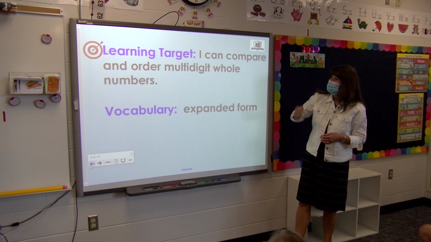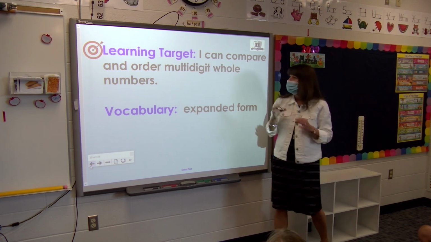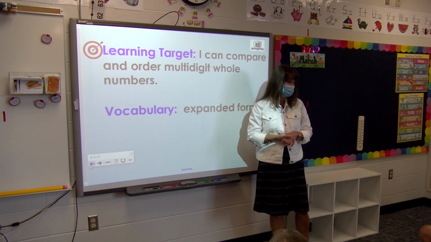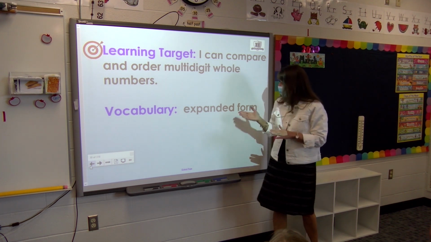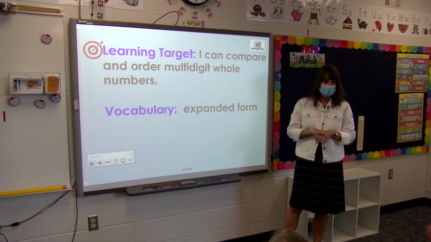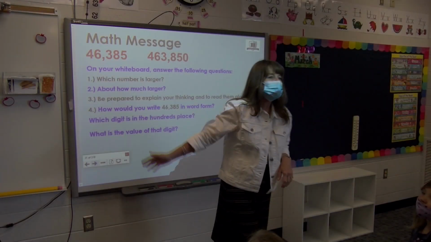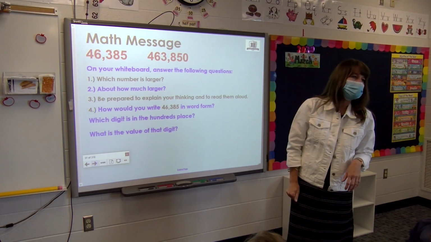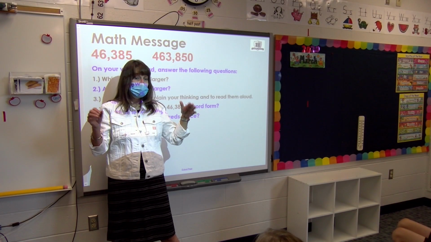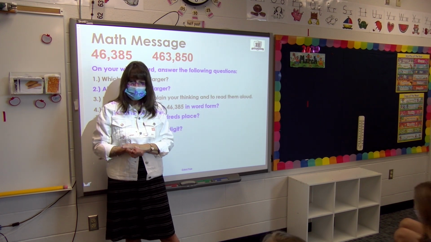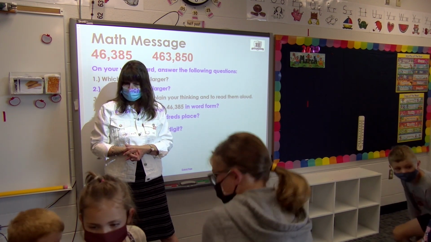Today, I can compare and order multi-digit whole numbers. And a vocabulary word we're going to talk about today is something called expanded form. Brayden, which one of these two numbers did you think was larger? 463,850. You guys may head to your desks, get your math journals, and get started.